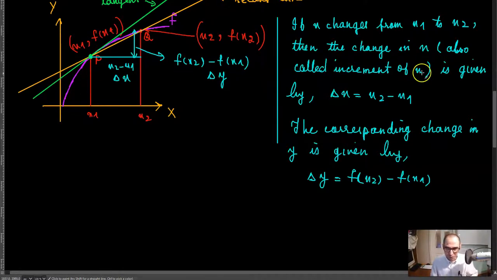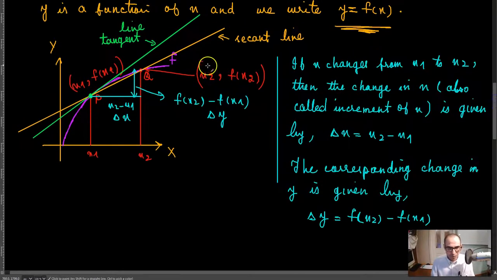Now you know that basically, the slope of this secant line, the line that goes through the point P and the point Q, is the amount of rise that you have over the amount of run that you have. The amount of rise is delta y, and the amount of run is delta x, right?